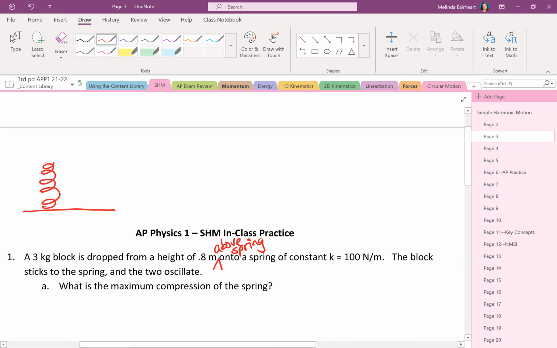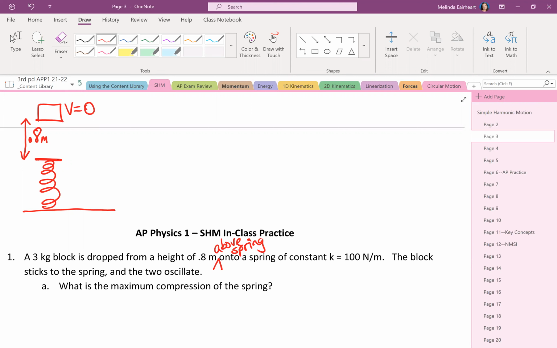Here's our spring. The block, and by the way, my drawings are not drawn to scale. I apologize, okay? Don't get out a ruler and measure this for accuracy. But we'll release this object from rest, dropped, right? Free fall. And it's going to fall a distance of 0.8 meters. And then maybe there's like a platform on the spring. I'm going to use that for measurement purposes. We've got a very light platform on the spring.